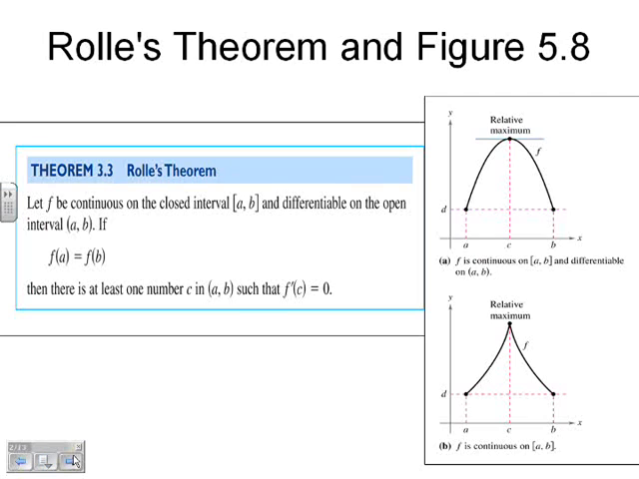So Rolle's theorem states, let f be continuous on the closed interval, a to b, and differentiable on the open interval, a to b. If f of a is equal to f of b, then there is at least one number c in that open interval, a to b, such that f prime of c is equal to 0.